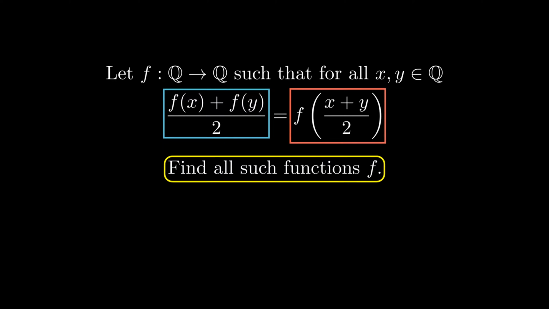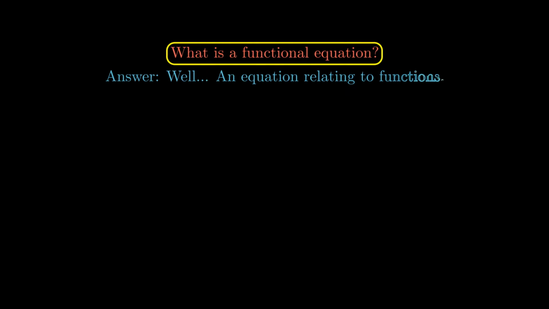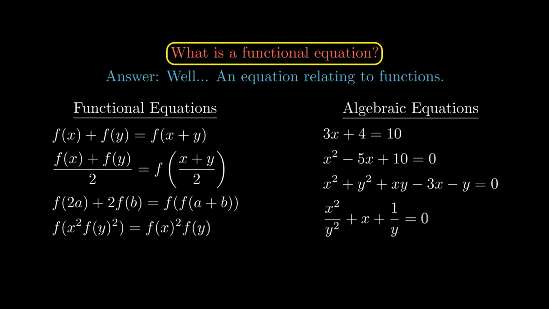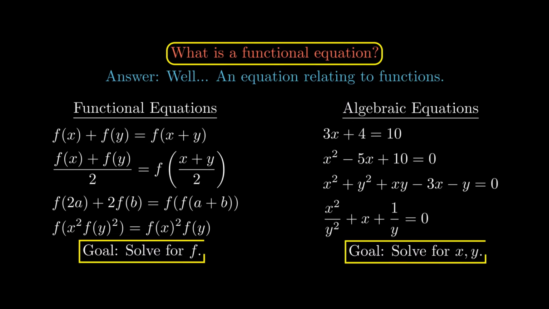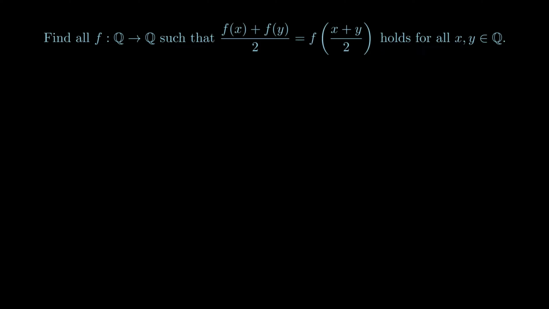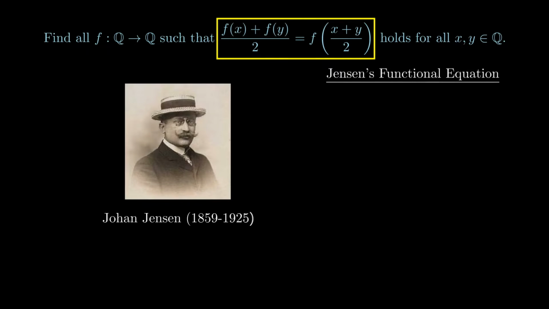And if it happens to be no functions that satisfy this functional equation, why is there none? So for those who have never seen a functional equation before, a functional equation is an equation relating to functions, just like any other ordinary algebraic expressions that you would solve for variables. But here, we instead solve for functions that make the functional equation hold. So returning to our functional equation, this actually has a name, which is Jensen's functional equation, and it is named after the Danish mathematician Johan Jensen.